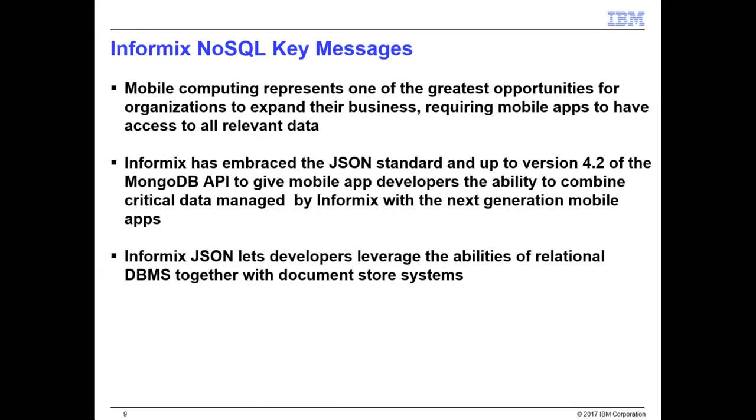Currently, we're up to version 4.2 of the MongoDB API to give mobile apps and their developers the ability to combine critical data managed by Informix with the next generation of mobile apps. And Informix JSON lets developers leverage the abilities of relational database systems along with document store systems, all in one database, in one instance, on one server, and if necessary, in a single table.